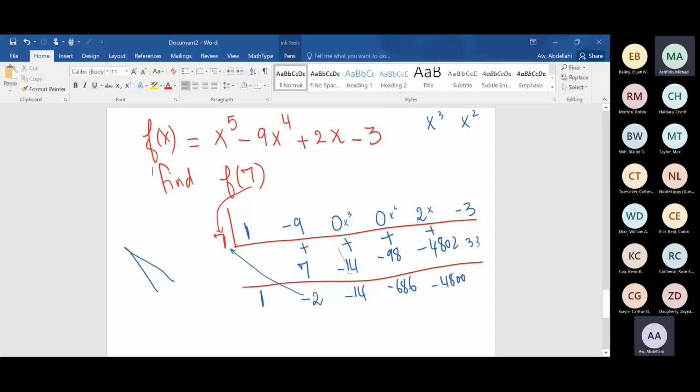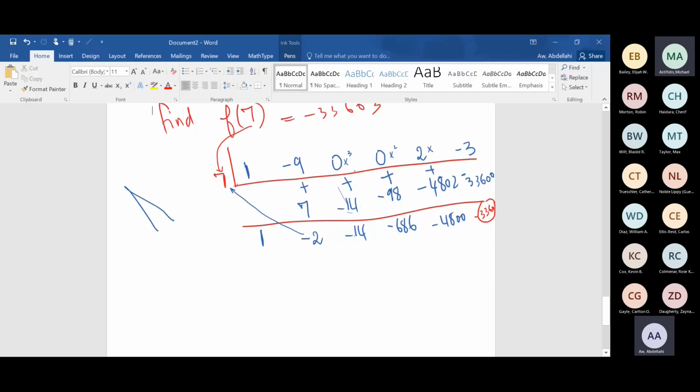33,628. I add them up, that is a negative right here. It's going to be -33,603, right? And that is f of 7 is -33,603. Okay, so synthetic division allows you to plug in a number. Synthetic division allows you to plug in a number. Okay, so let me give you another one just to make sure we understand that.